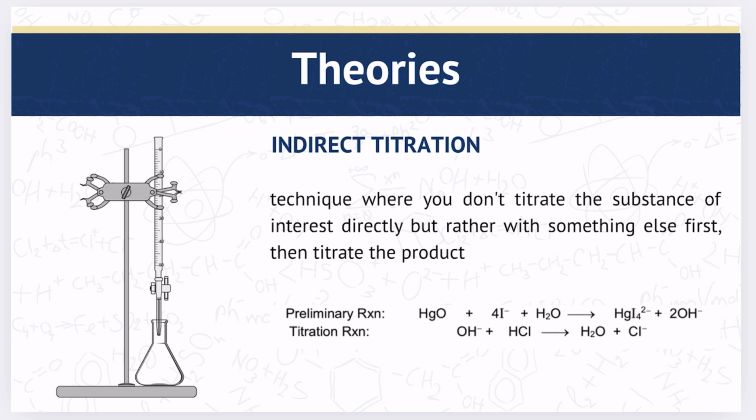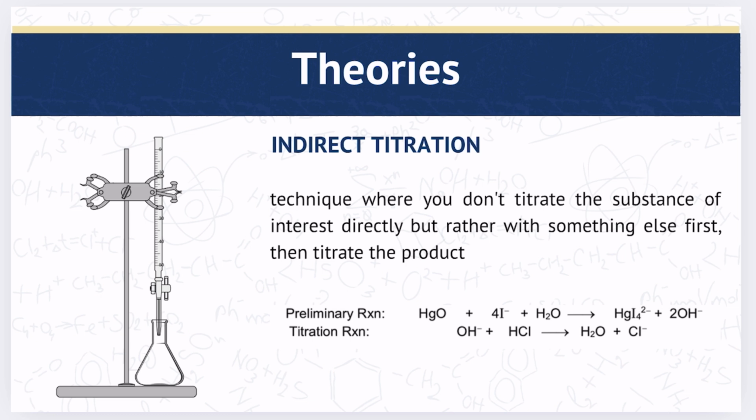You can't react mercury oxide with hydrochloric acid, but you can use hydrochloric acid, combine it with iodine ions and water to form your hydroxide ions, which you can use to react with your hydrochloric acid. And from there, you can determine the amount of hydrochloric acid in your solution of unknown concentration. And then your solution of unknown concentration will become a solution of known concentration. And that's what you call indirect titration.